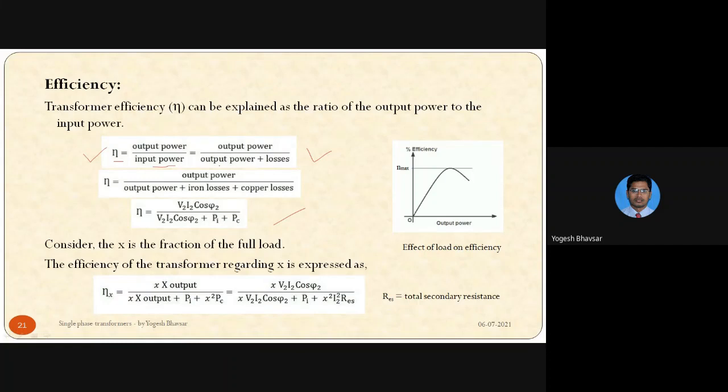So you can make different formulas with this ratio. Again in detail, we have two losses, iron loss and copper loss. So let us separate it. Output divided by output plus iron loss plus copper loss. So in more detail, now we'll put the notations for these parameters. So let us write the percentage efficiency eta.